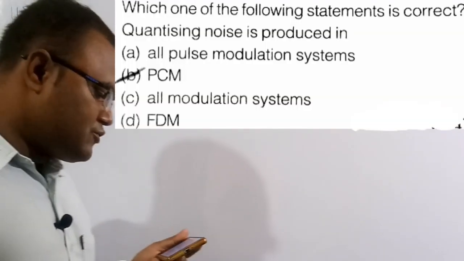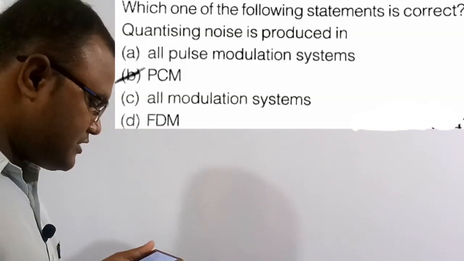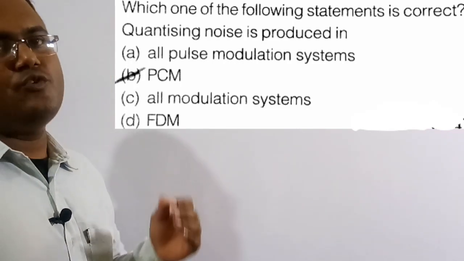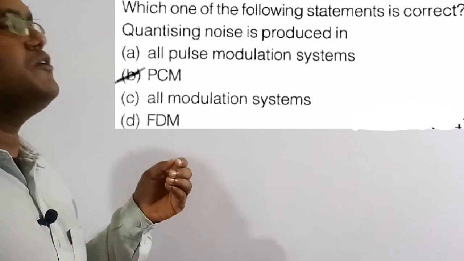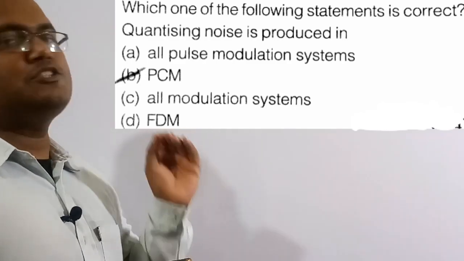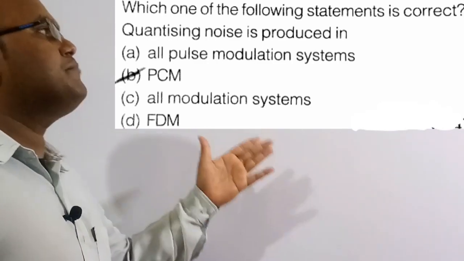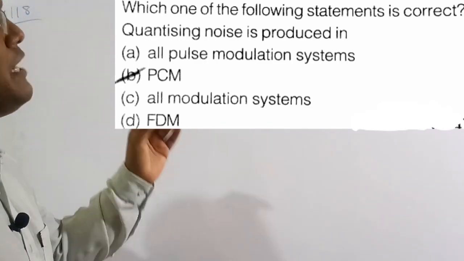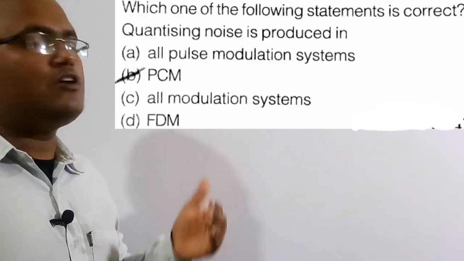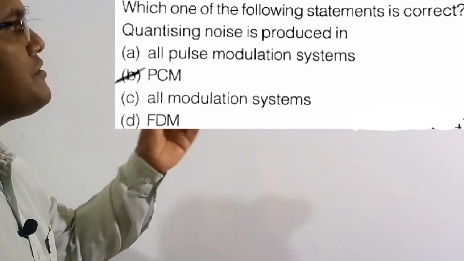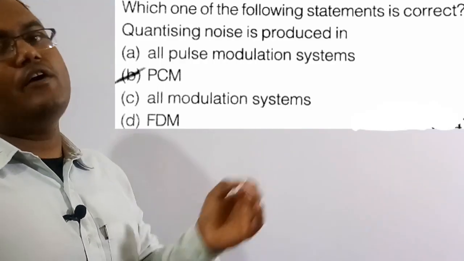Now we are going to solve the 118th question. See the question here. Which one of the following statements is correct? Quantization noise is produced in. Out of the 4 options, quantization noise is produced only in PCM, pulse code modulation, because quantization noise is equal to quantized value minus sample value, or sample value minus quantized value. Quantization is the principle used only in PCM, therefore because of this quantization we get the quantization noise.